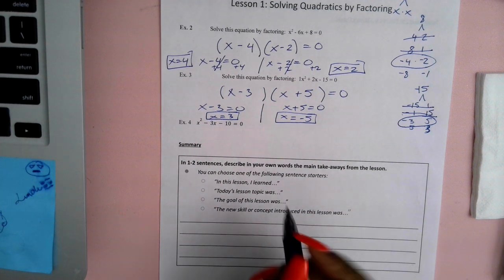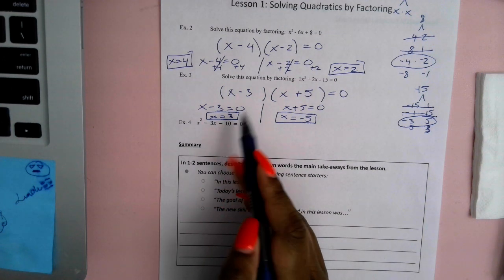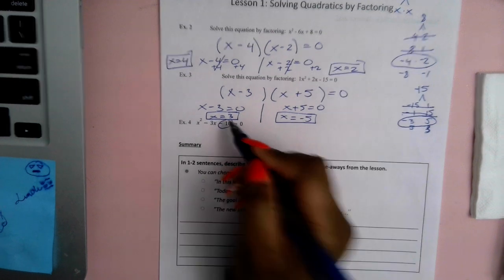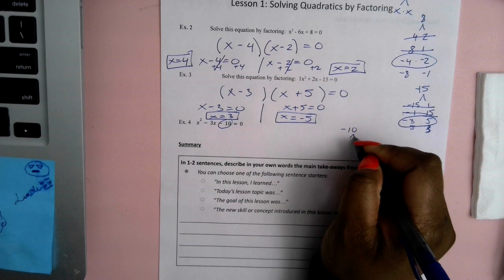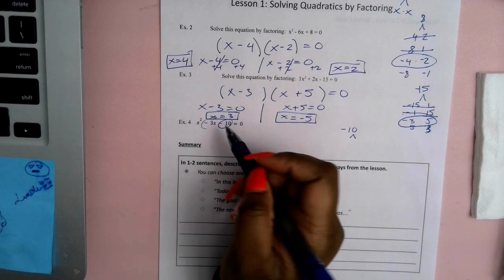Last example, go ahead and try this one on your own. You're looking for two numbers that multiply together to give you negative 10, but add together to give you negative 3.